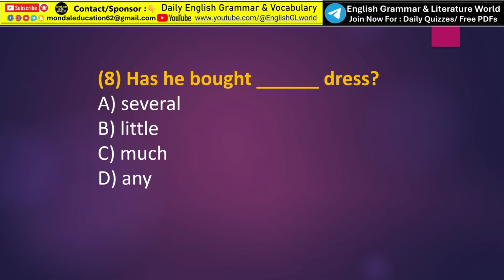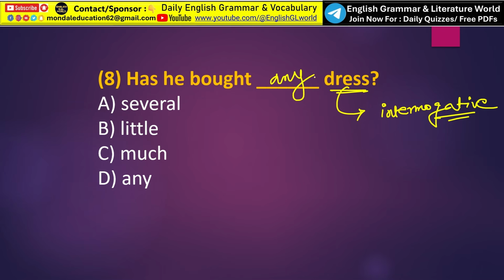Next. Has he bought dash dress? The sentence is an interrogative sentence. I have already told you, if the sentence is interrogative or negative, we have to use the determiner any. So has he bought any dress? Option D, any, is the correct answer. Several, little and much are not the correct choices.